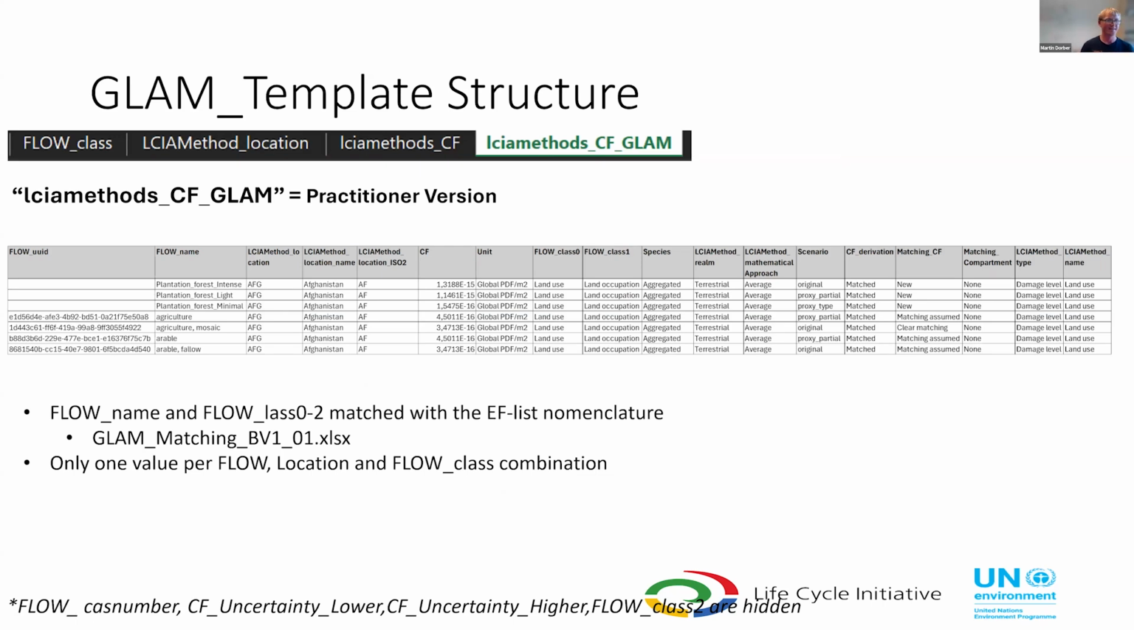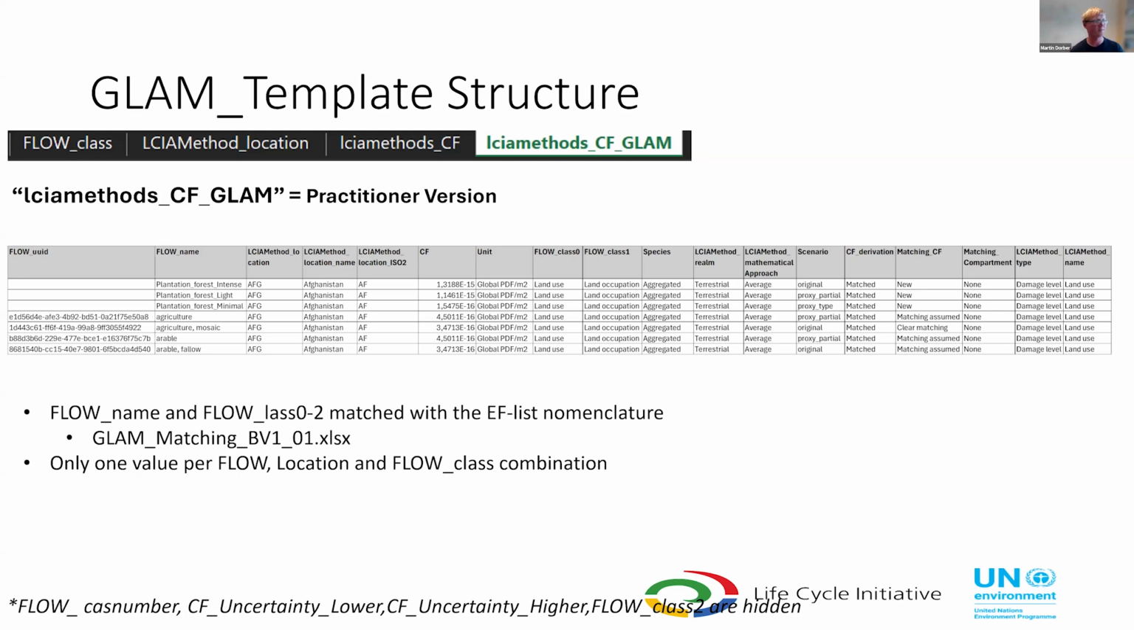Then I created this so-called practitioner version, which you can find in the Excel sheet LCI methods CF GLAM. So it's also an Excel sheet. Many of the columns are the same, but now the first big difference is, since the naming nomenclature before was not harmonized, we decided to match the flow names and the compartment names with the EF list nomenclature. So in this case, it's really standardized how we call things between impact categories and between areas of protection.